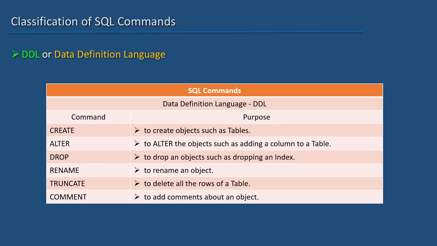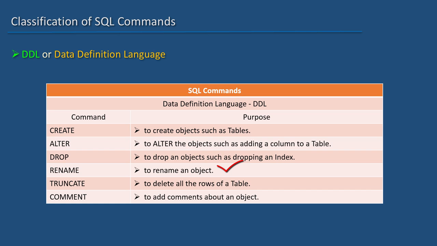Data definition language contains create, alter, drop, rename, truncate, and comment statements. Create is used to create objects such as tables. Alter is used to alter the objects such as adding a column to a table. Drop is used to drop an object such as dropping an index.